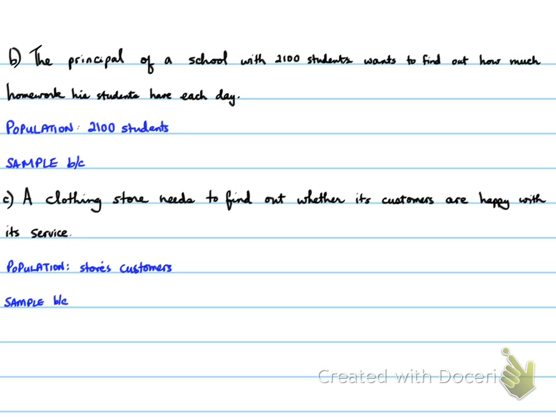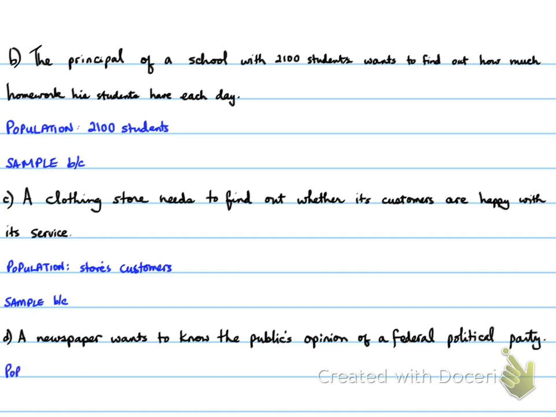It's very hard to be able to ask all your customers to respond to the survey. Also, you could say that the only people shopping there would be people who like the store. You could even say things like that. So you want to be able to ask a sample, which will be a truly accurate representation of the entire population. Okay, another one. A newspaper wants to know the public's opinion of a federal political party.